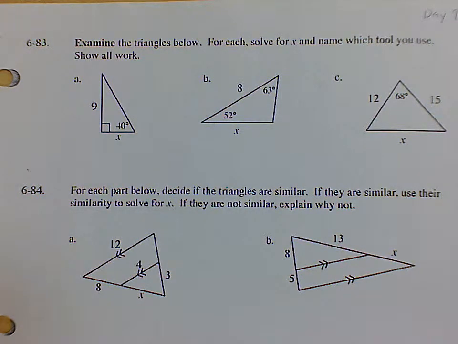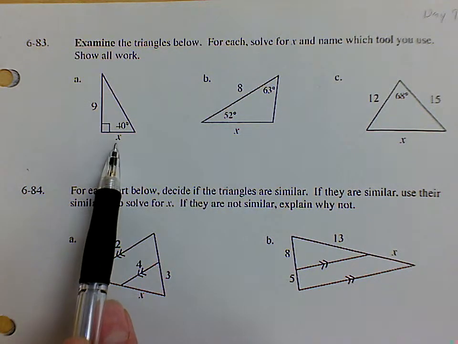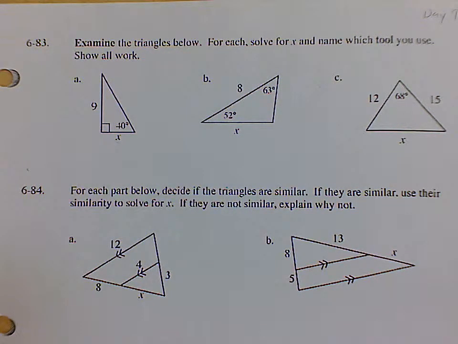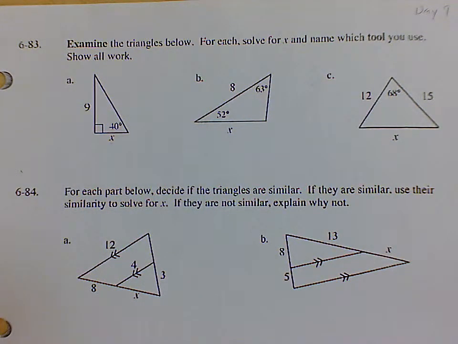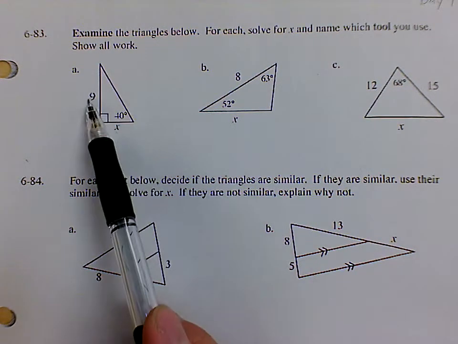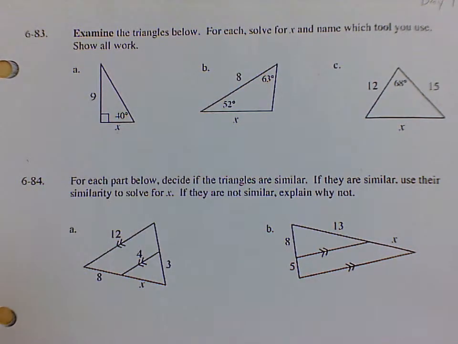So for question number one, question letter A, first thing: is it a right triangle? Yes, it is. Next question, are we missing a side or missing an angle? I'm going to be looking for sides. And the last question, do we know one side or do we know two sides? I only know one side. So this is going to be our basic trig function. We have to figure out which function it's going to be. That's my opposite, that's my adjacent, so this is going to be a tangent problem.